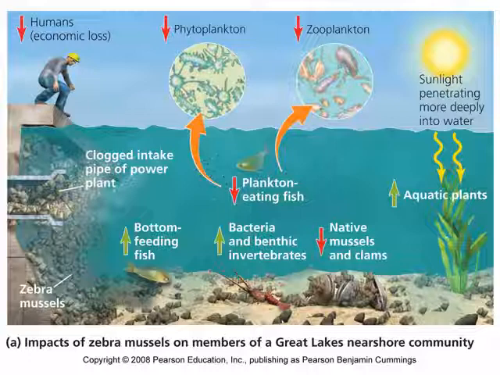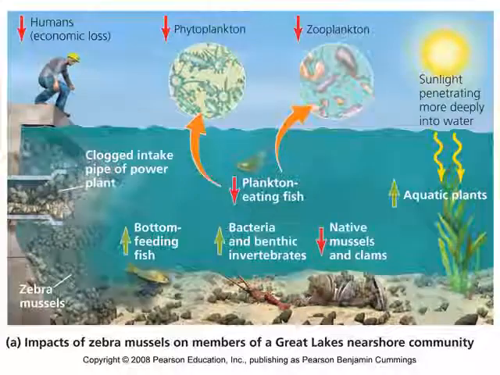And then you have more bottom feeding fish, more bacteria and benthic, so benthic means bottom, invertebrates. But the native mussels and clams deteriorated. So this is the kind of thing ecologists would study, what's happening to these food webs when you either remove, or in this case, when you add a species in that wasn't there in the first place.